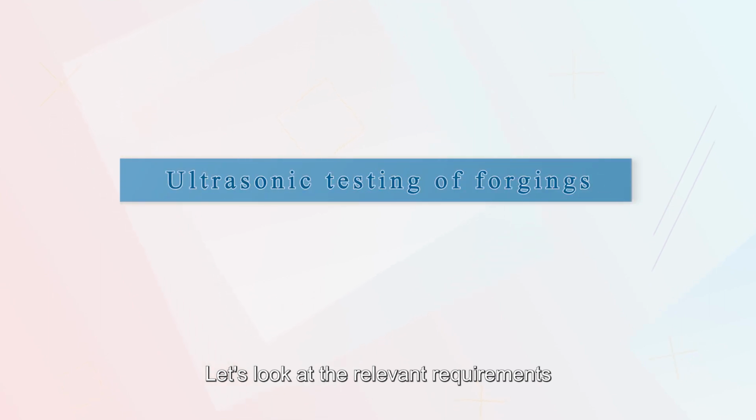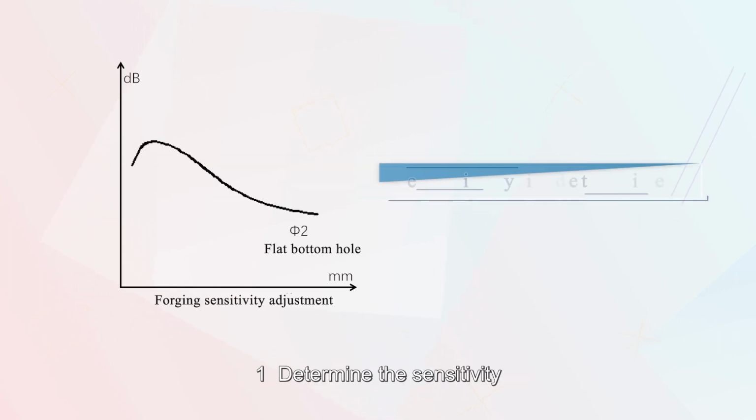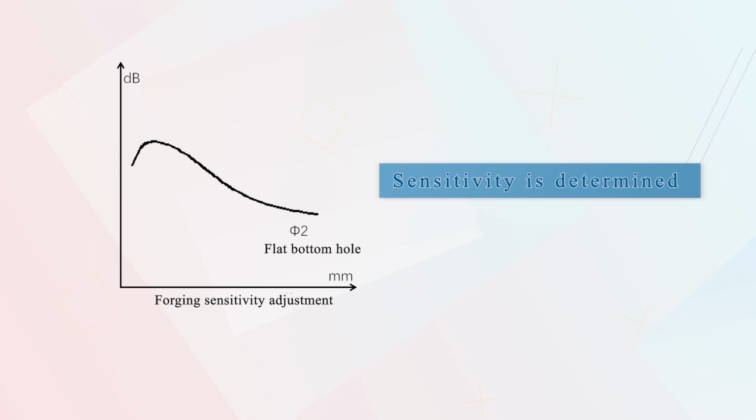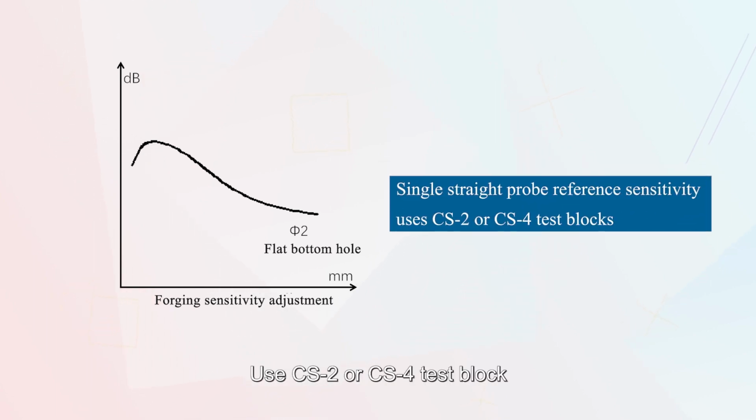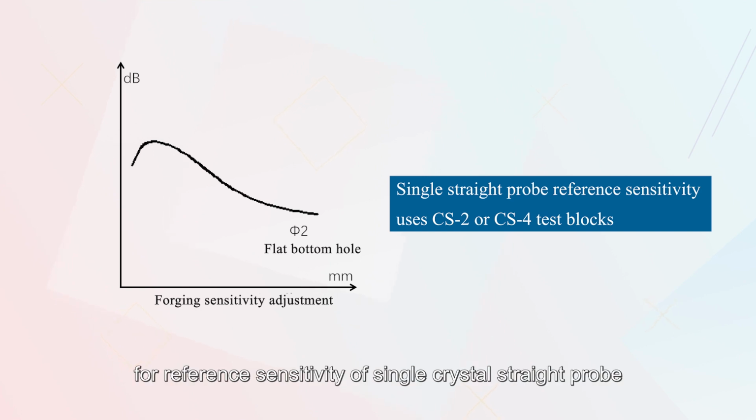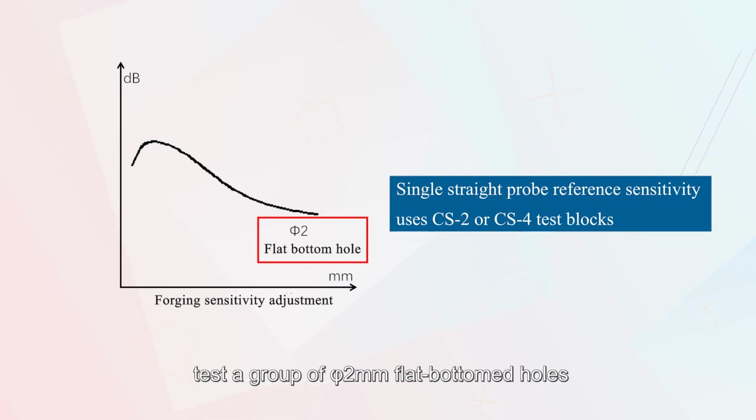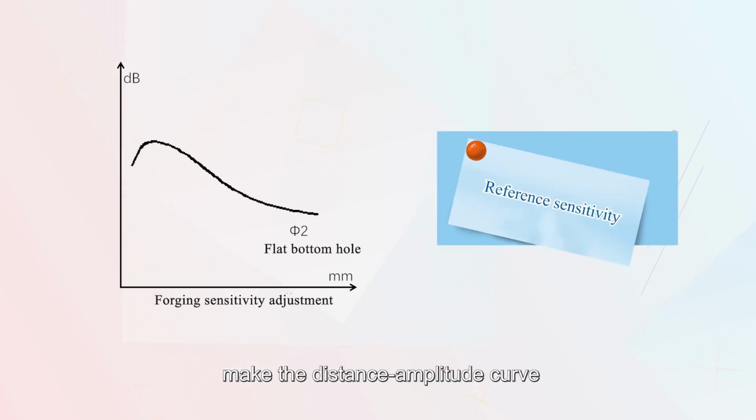Let's look at the relevant requirements for ultrasonic testing of forgings. 1. Determine the sensitivity. Use the CS-2 or CS-4 test block for the reference sensitivity of a single crystal straight probe. Test a group of 5 2 mm flat-bottomed holes, at least 3, with different distances in turn. Make the distance amplitude curve of the single crystal straight probe, and use this as the reference sensitivity.